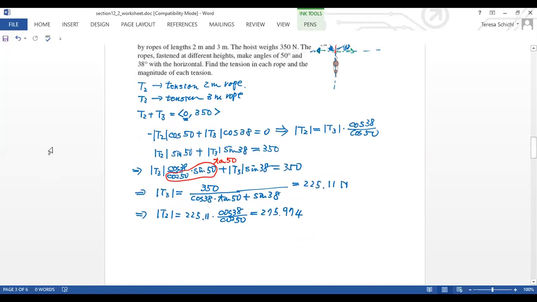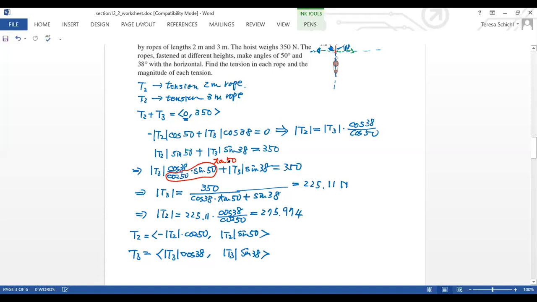So now I can break it down into the two components. So now I can write it up. So now I know the tension for the T2, it will be what? So the T2, this will be negative, the magnitude times what? Cosine 50. And this will be the T2 times the sine 50, right? Okay, and then the T3 is the same thing. So T3 will be the magnitude times the cosine 38. And then this is T3 sine 38.